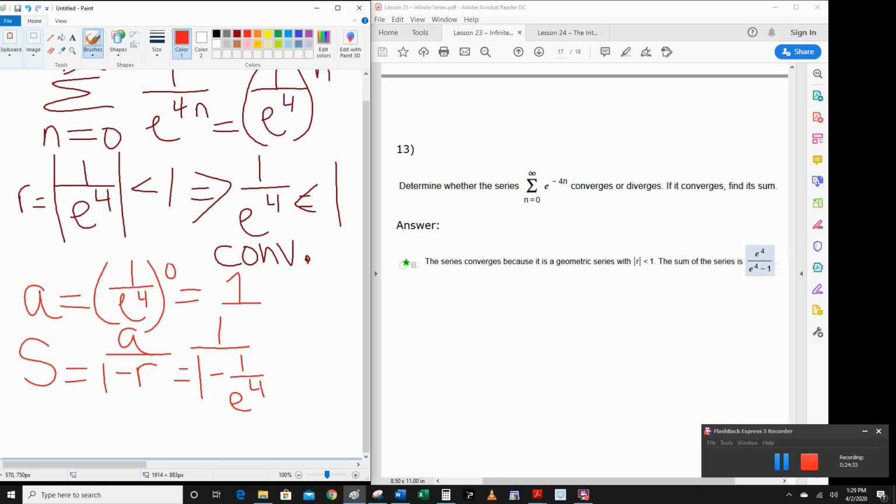To simplify a complex fraction, again, multiply the entire complex fraction by your common denominator, which in this case is e to the 4th power. Here, the e to the 4ths cancel, and our final answer, or sum, is e to the fourth all over e to the fourth power minus 1.